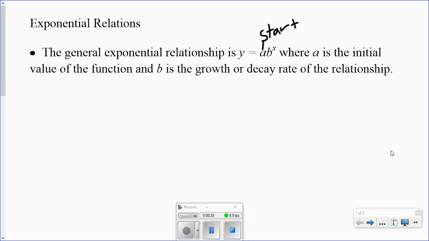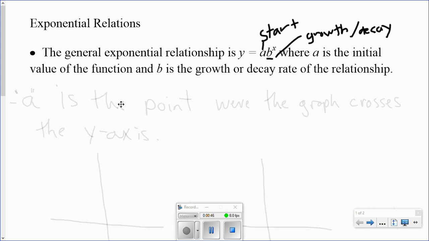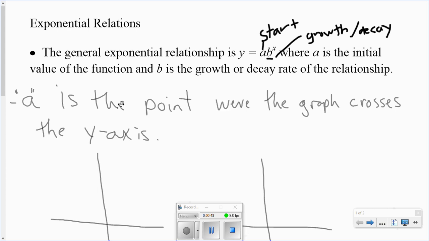The start value. And anything that is raised to the exponent x represents what we call the growth or decay rate of a relationship. So anything raised to the exponent of x. So just like I said, A is the point where the graph crosses the y-axis, otherwise known as the start value. We studied that earlier in the year when we were dealing with our review of grade 10.